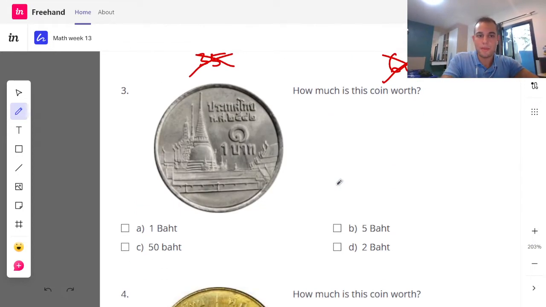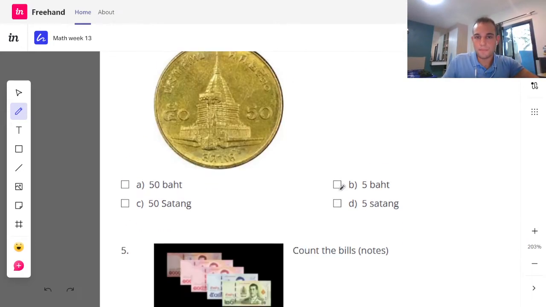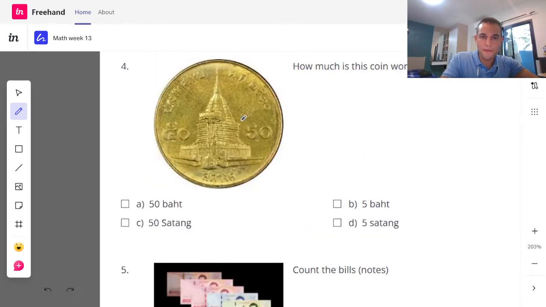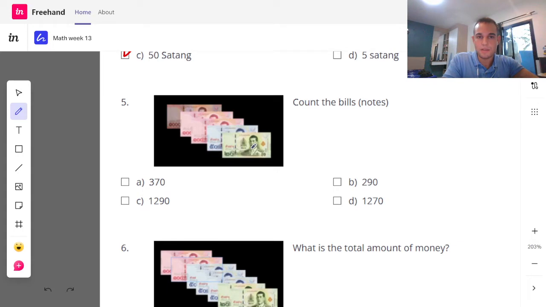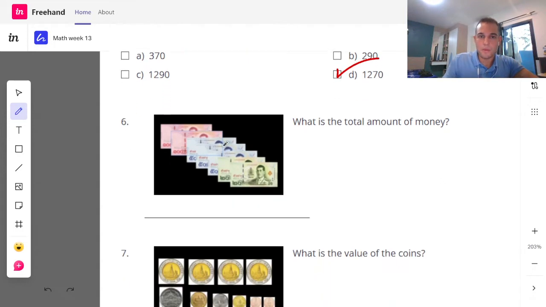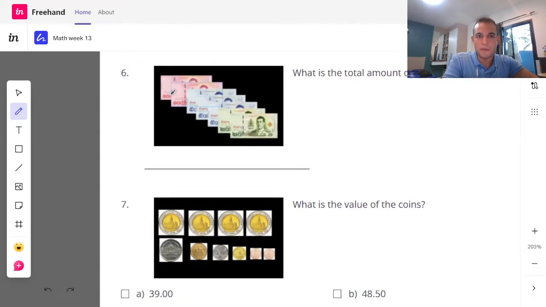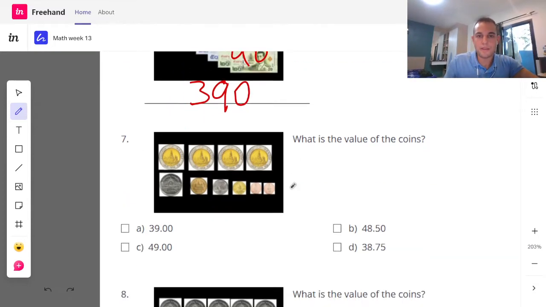How much is this coin worth? 1 baht. How much is this one worth? 50 satang. Count the bills. All right, so let's take a look. We have 1,000, 200, 50 plus 20 is 70. The answer is D. What is the total amount here? Let's find out. We have 200, 150, and 40. So 40 plus 50 is 90. We have 390.